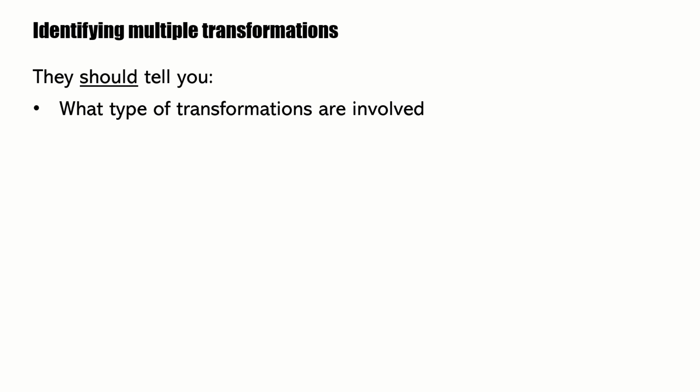But what happens if you want to identify what transformations happened if multiple transformations are involved? Well, good news, because they should tell you what type of transformations are involved, and there's a very good reason for that, because ultimately if you're just told, okay, 2 transformations have happened and it results in this overall matrix, the unfortunate aspect of that is there's technically going to be infinite answers to that question.